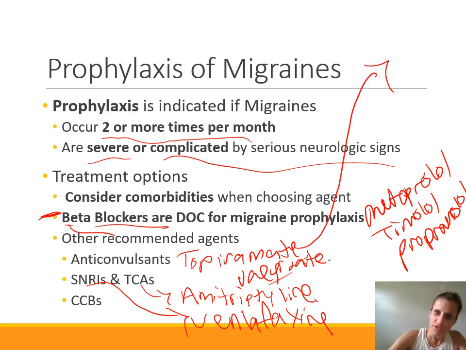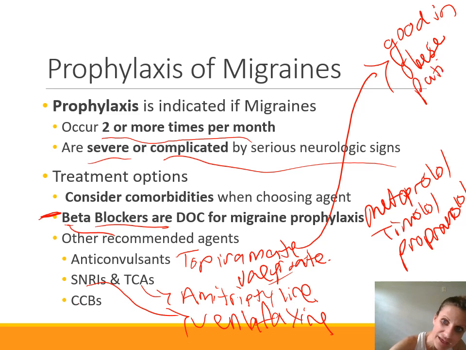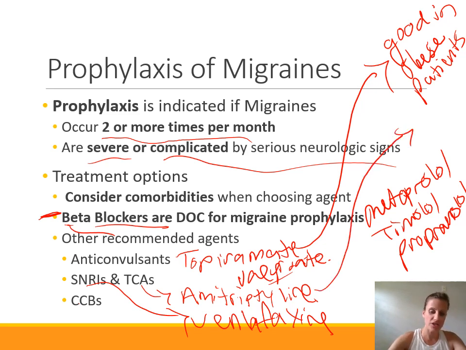Topiramate. Topiramate is good in patients who are obese because it is associated with anorexia and weight loss. So if you have a patient who suffers from migraines and is also obese, and you're trying to choose a first-line agent, well, topiramate would be a good agent in that patient because it helps both issues. Amitriptyline. Amitriptyline causes drowsiness, so amitriptyline would be good in patients who have insomnia. So that would be a good choice if your patient has insomnia as well as migraines.